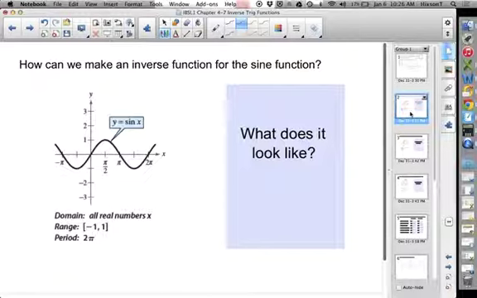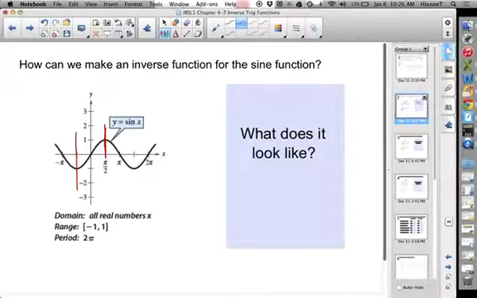You ended at pi over 2. You can say x is less than or equal to pi over 2. If we stopped it at pi over 2, and on the left side, where would we have to stop it? Negative pi over 2. There we go, negative pi over 2.